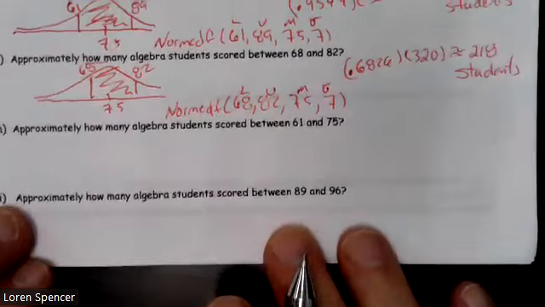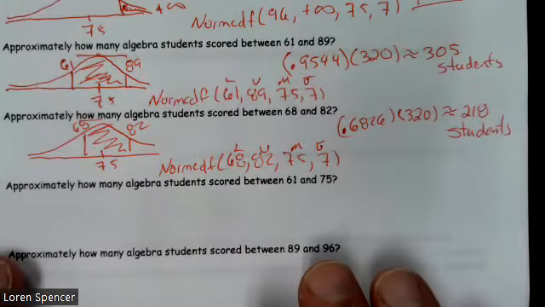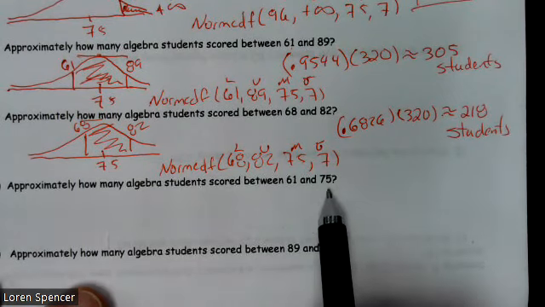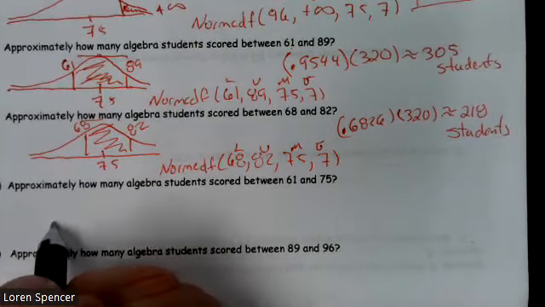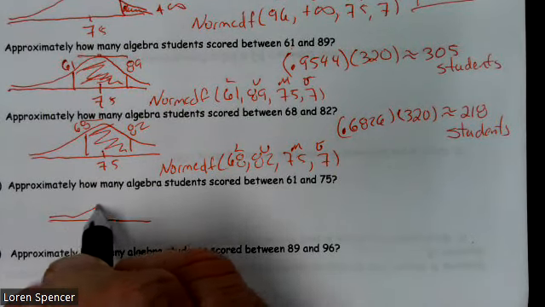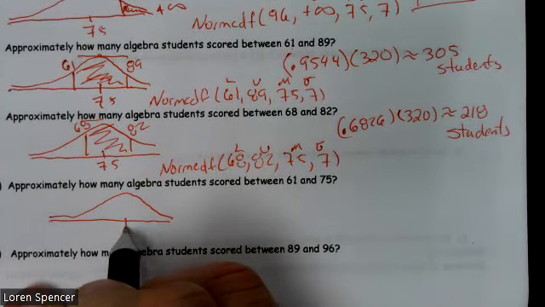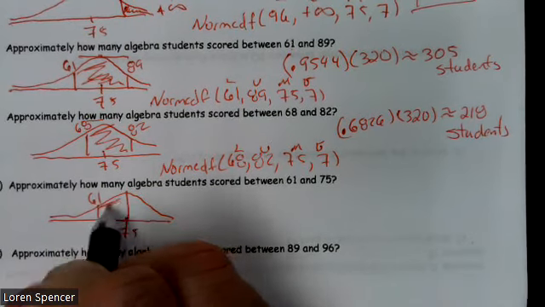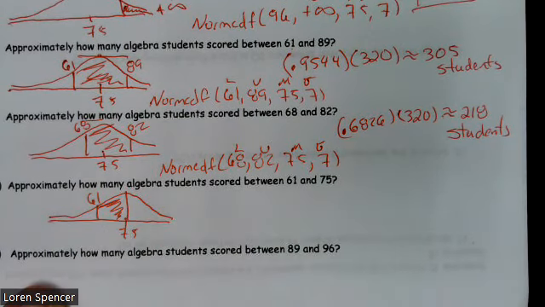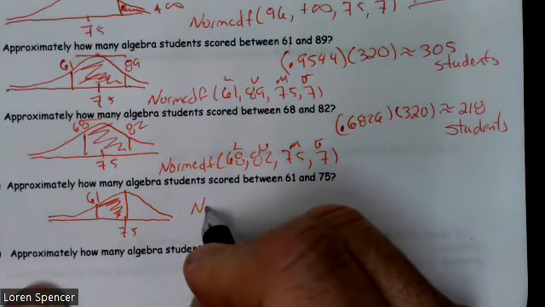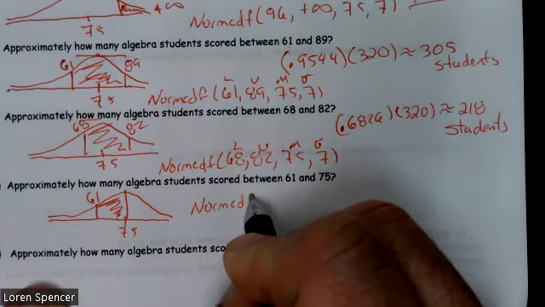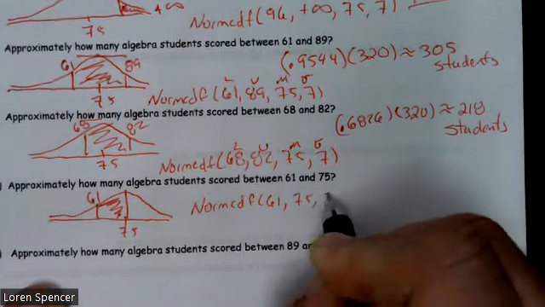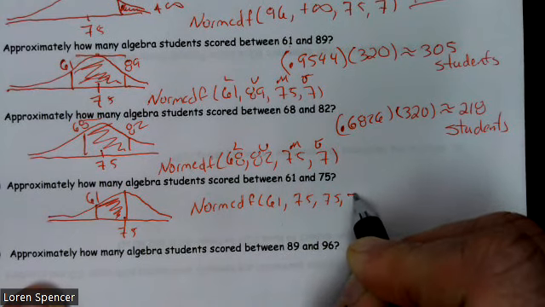Approximately how many students scored between 61 and 75? All right. Well, 61 and 75. So let's take a look at it and see what happens. So 75 is the upper bound, 61 is the lower bound. We're looking for this. So it should be a norm CDF. 61 is the lower, 75 is the upper, 75 is also the mean, and our standard deviation was 7.